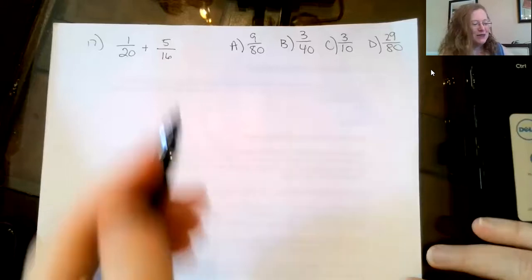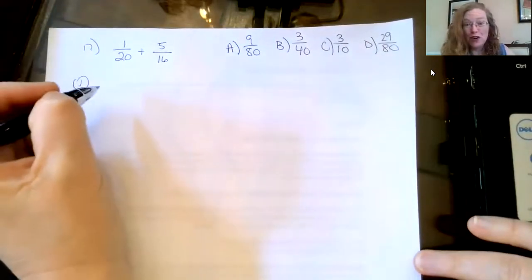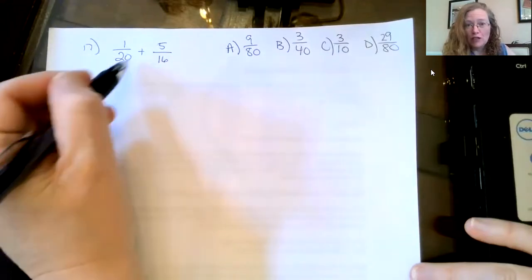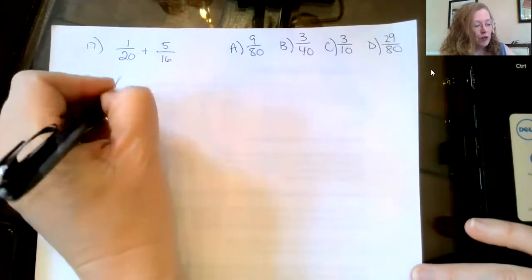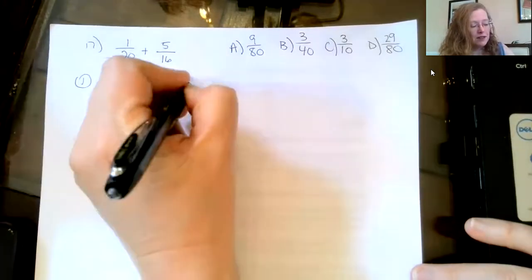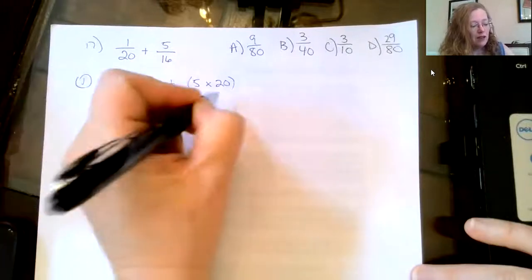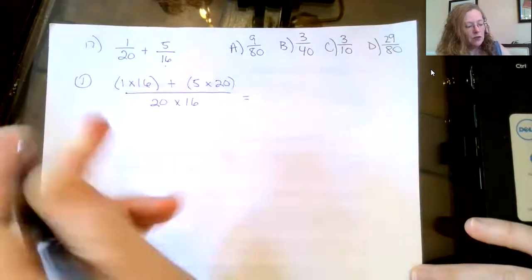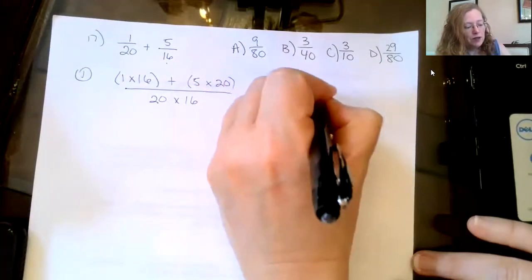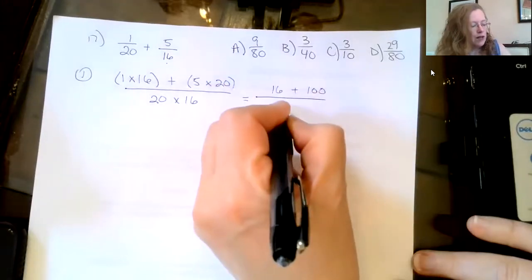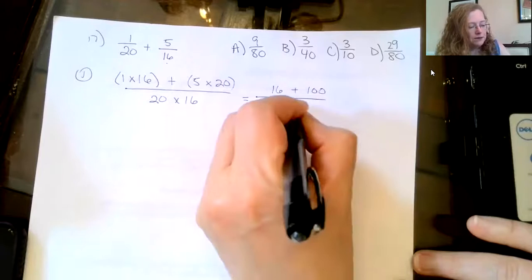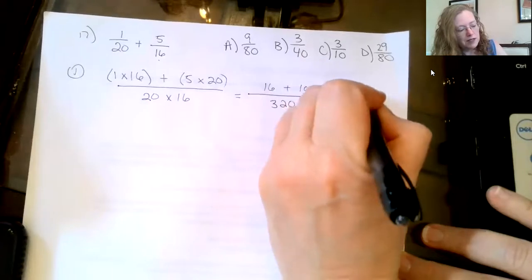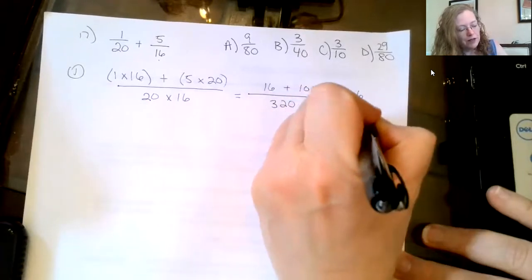Okay, let's take a look at this one. If we wanted to use approach number 1 to get a common denominator, we could do the across multiplying, and so have 1 times 16 plus 5 times 20, and all of that over 20 times 16. So that would be 16 plus 100 all over 320. And then that would be 116 over 320.